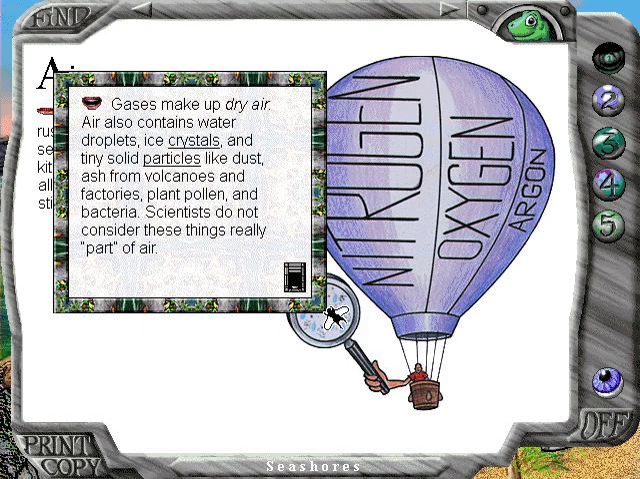Gases make up dry air. Air also contains water droplets, ice crystals, and tiny solid particles like dust, ash from volcanoes and factories, plant pollen, and bacteria. Scientists do not consider these things really part of air.